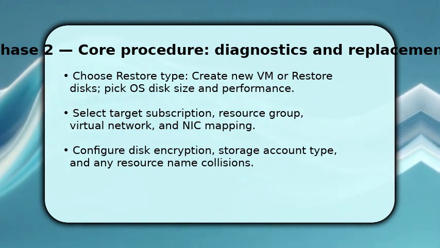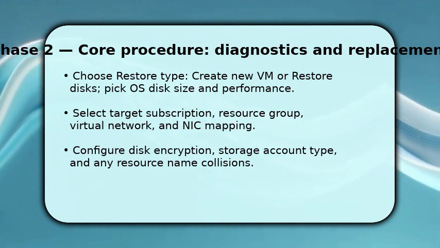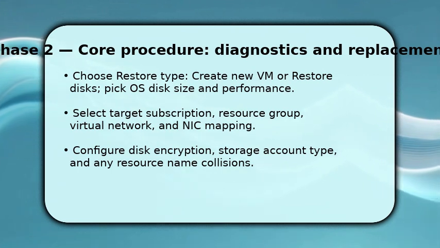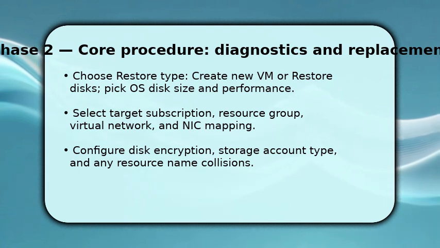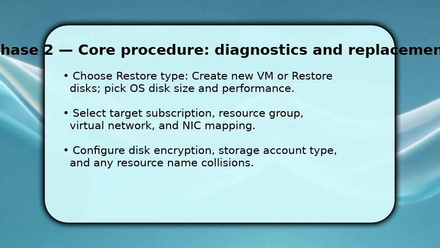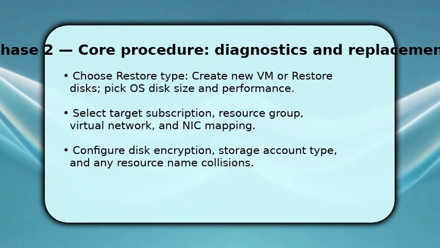Then map target subscription, resource group, VNet, subnet, and NIC. This ensures IP and security group compatibility. Next, set disk types and sizes and enable disk encryption if the original used it. If names collide, rename resources now, otherwise Azure may fail. Review the summary carefully. Once satisfied, start the restore and monitor job progress.